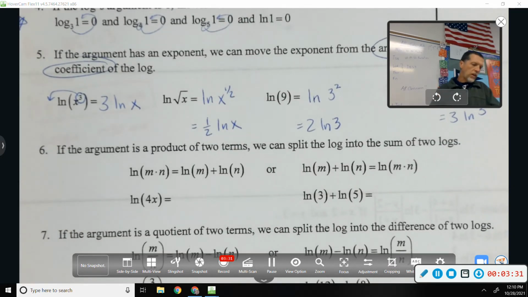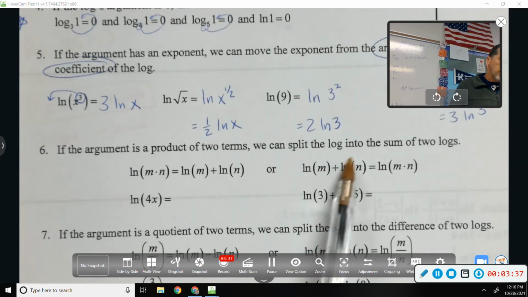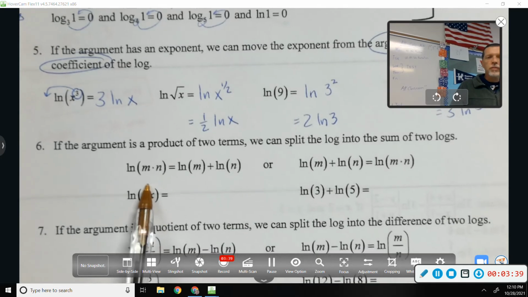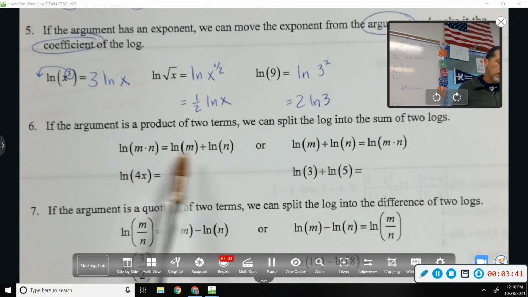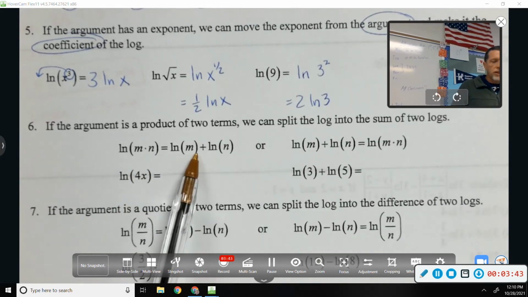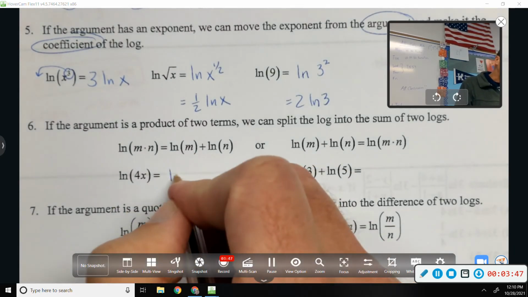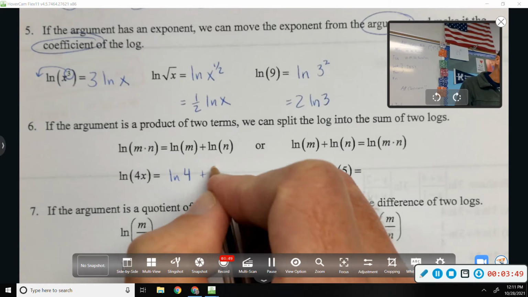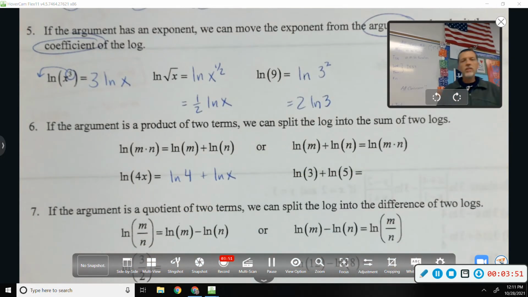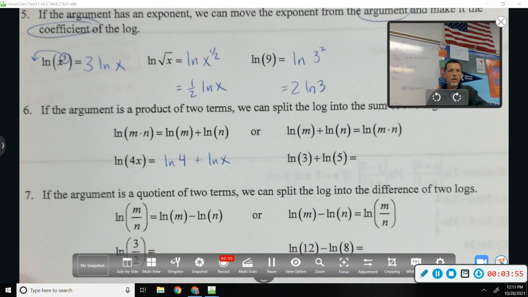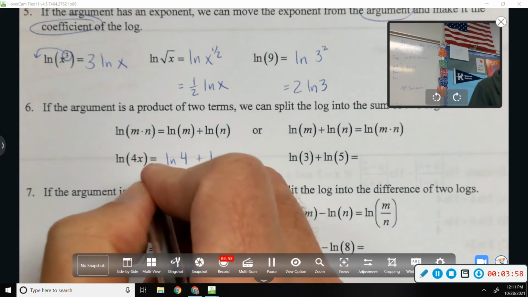Number 6, if the argument is the product of 2 terms, we can split the log into the sum of 2 logs. That's kind of wordy, but here's what it means. If you have the log of m times n, you can split it up with addition. So natural log of 4x, I could split that up into natural log of 4 plus natural log of x. That would be what we call expanding.